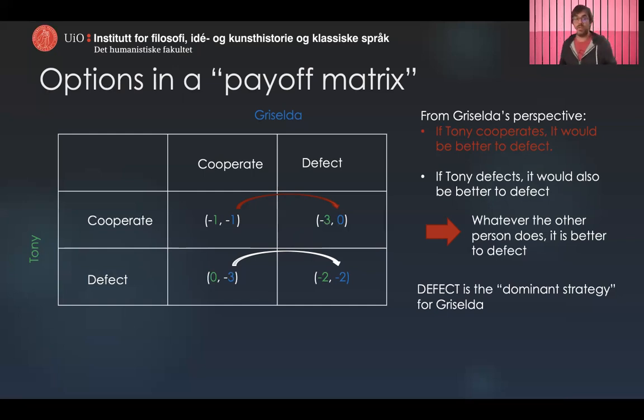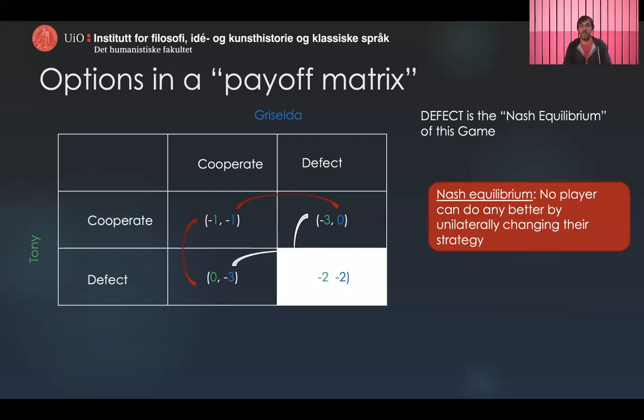Okay. So since both Tony and Griselda should rationally clearly defect, we would end up in this corner, the defect corner. And that is called a Nash equilibrium of this game, after the mathematician Nash. He really invented game theory. He wrote a doctoral dissertation that I think was about 30 pages long, really, really short. And he invented game theory in the 50s, I think. He's famous. Some of you might have seen this movie about him. He was an interesting character.